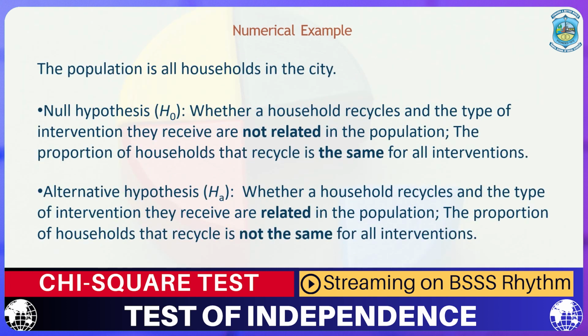Now, with respect to our example, what should be the null hypothesis and alternative hypothesis? So, whether a household recycles and the type of intervention they receive are not related in the population, this is stated as the proportion of households that recycle is the same for all interventions. So, this is the null, and the alternative hypothesis would be whether a household recycles and the type of intervention they receive are related in the population. So, we state it as the proportion of households that recycle is not the same for all the types of intervention.